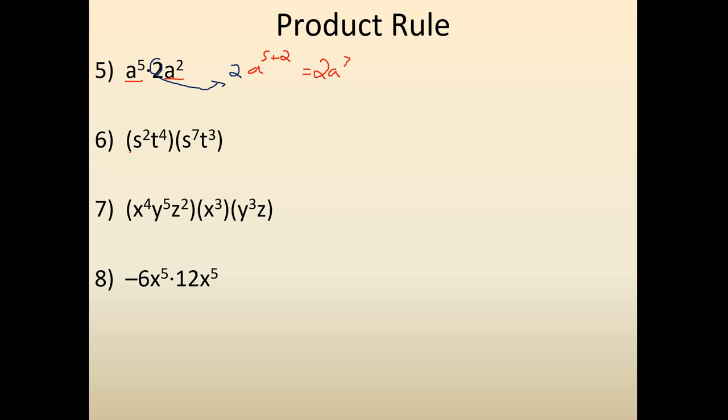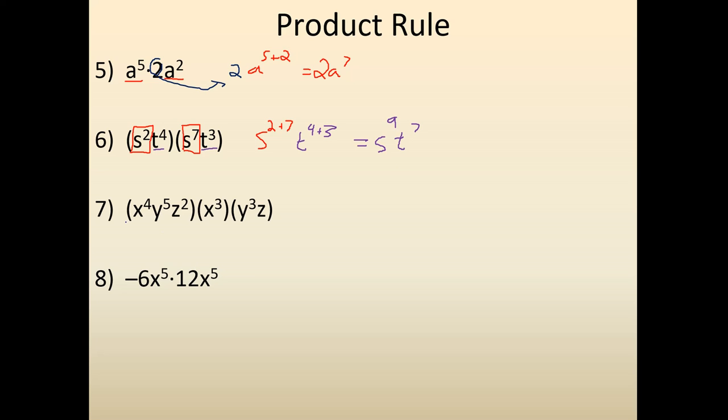Going down to question 6. This time we have 2 terms, 2 variables that we need to combine. So we're going to combine the s's first. S to the 2 plus 7. And then we'll do the t's. So we get t to the 4 plus 3. And we end up with s to the 9th, t to the 7th.